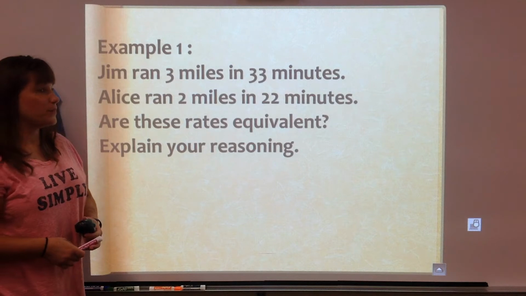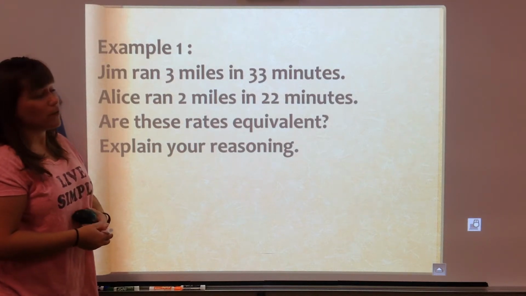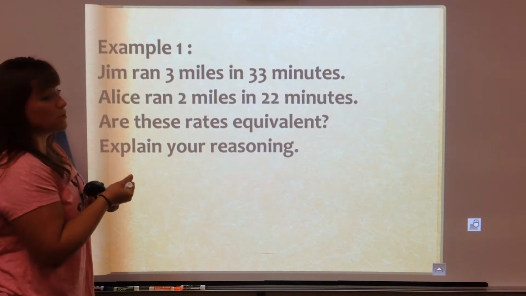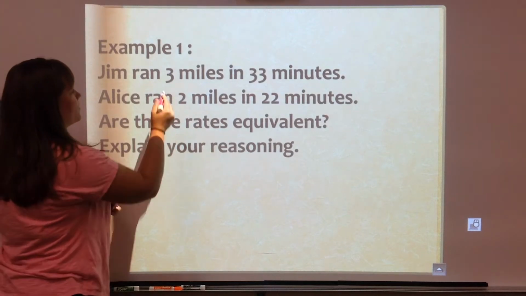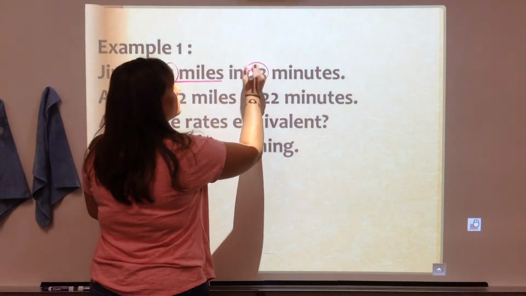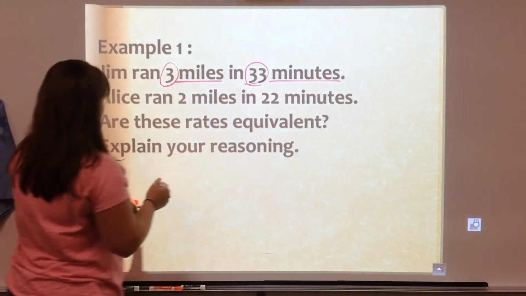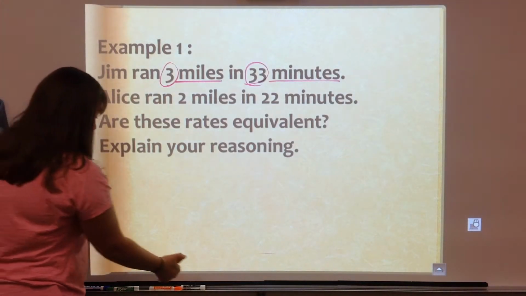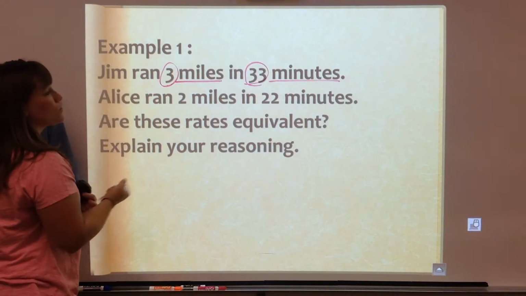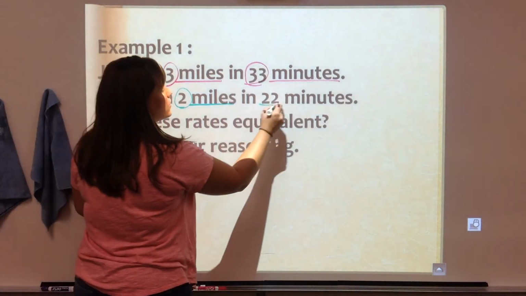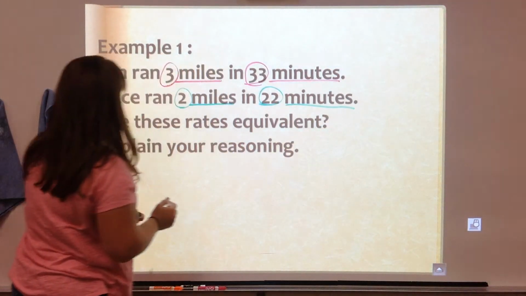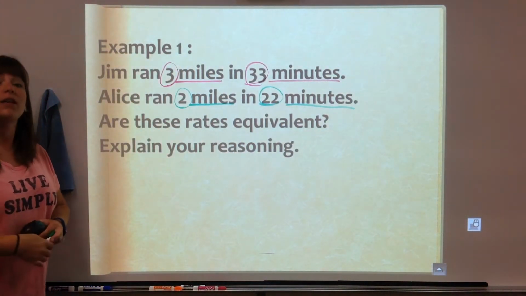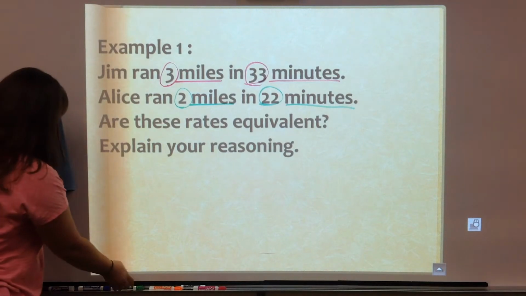Here's an example. Jim ran 3 miles in 33 minutes. This is the first rate that we're giving Jim. So 3 miles in 33 minutes. Alice ran 2 miles in 22 minutes. Are these rates equivalent? Explain your reasoning.